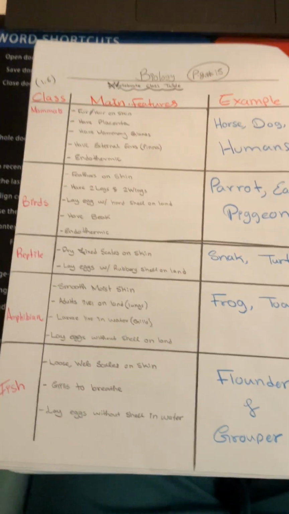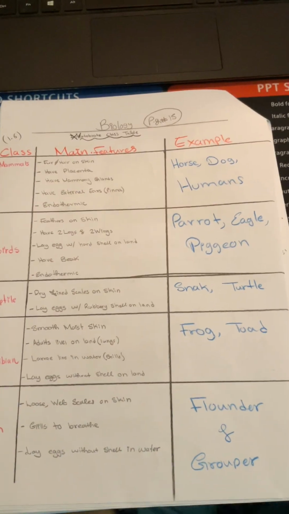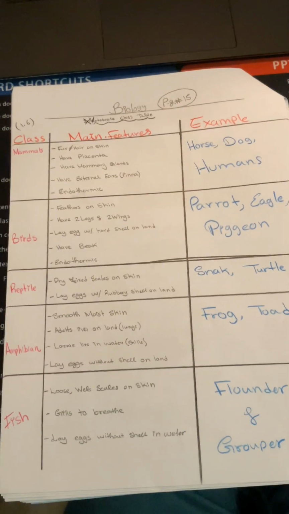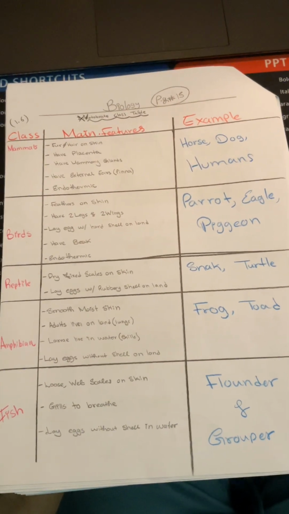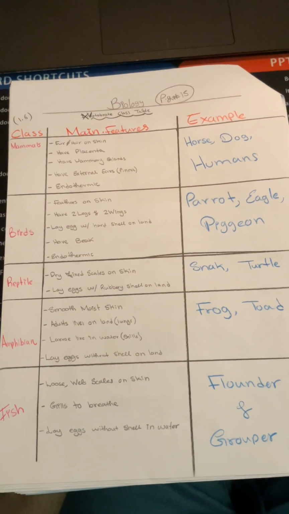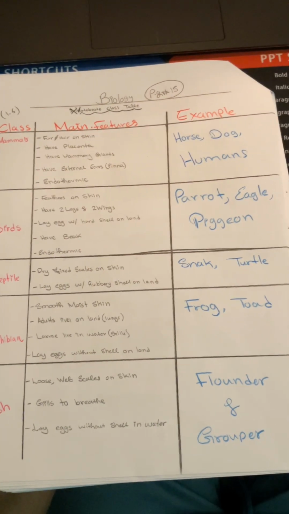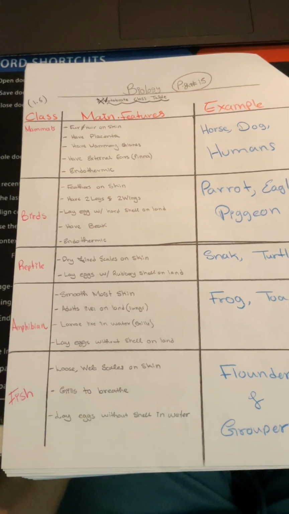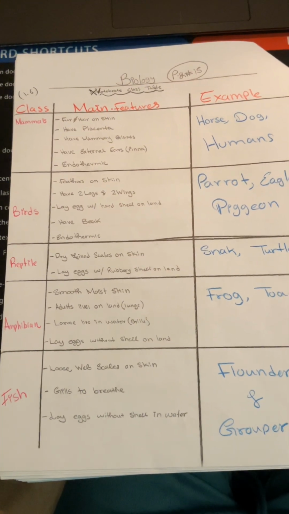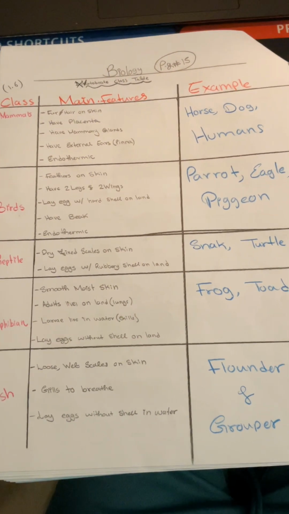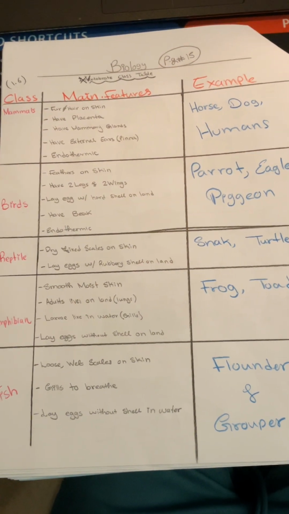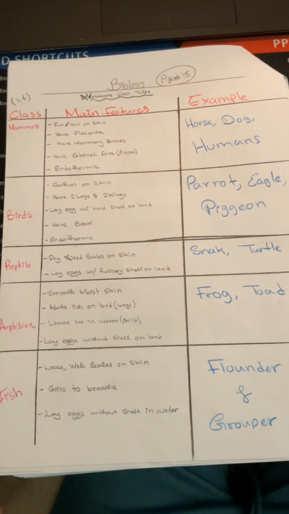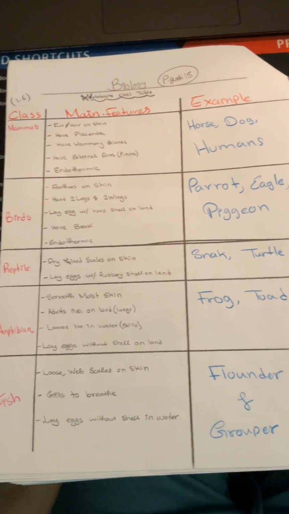Okay, so now let's look at the main features and examples of the types of vertebrates, starting off with the mammal. The main features of the mammal include fur or hair on the skin. Just have a look at your hand, you're probably going to find hair. They have a placenta in the females. They have mammary glands, external ears called pinnas, and they are endothermic organisms. Examples are a horse, dog, or humans.